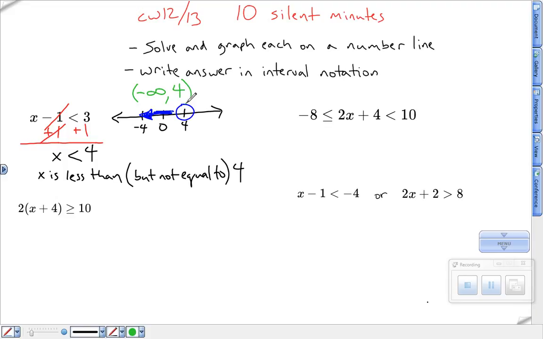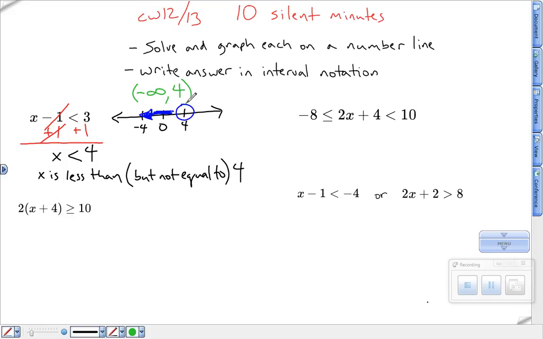So on that first one, solving that for x, I added 1 to both sides, and that gave me x all by itself. X are all numbers less than 4, but not equal to 4. So that would be an open circle on 4 with a solid arrow pointing to the left, which means the answer to this inequality are all numbers less than 4.